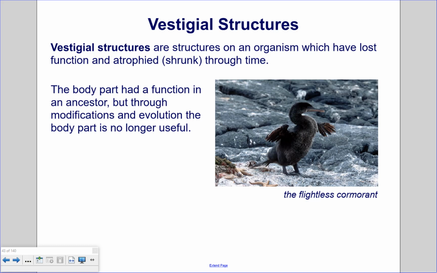Vestigial structures. Vestigial structures are structures on an organism which have lost function and atrophied or shrunk through time. The body part had a function in an ancestor, but through modifications and evolution, the body part is no longer useful. So for example here, we have the flightless cormorant, which is the descendant of a bird that can fly. But over time, it adapted for different purposes, didn't need to fly anymore, and so the wings have just shrunk down and atrophied.